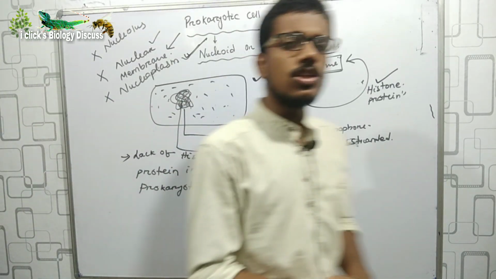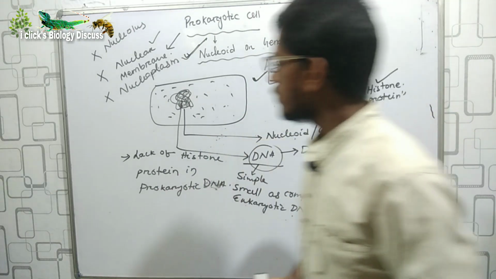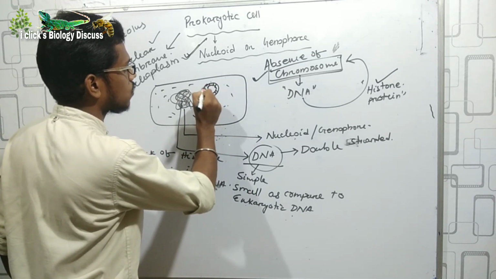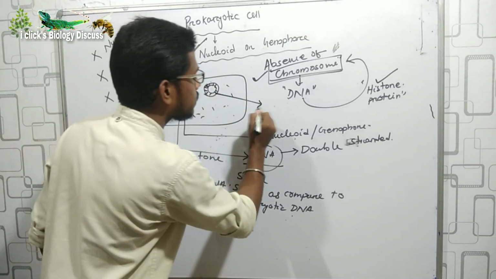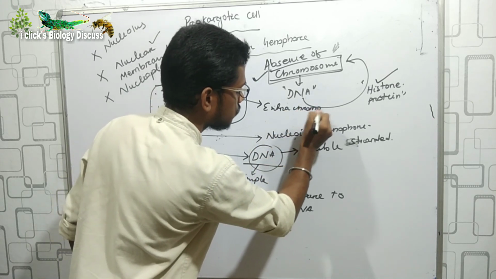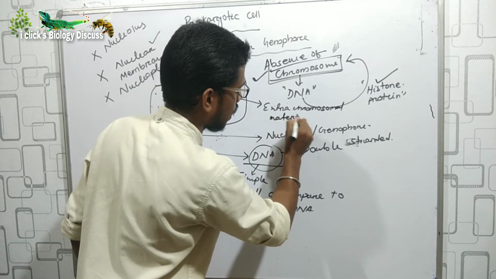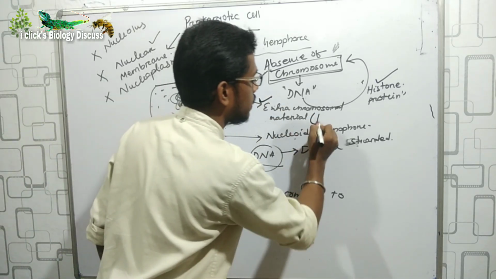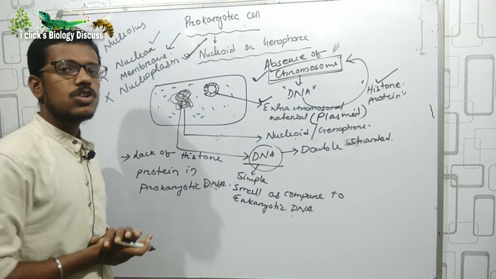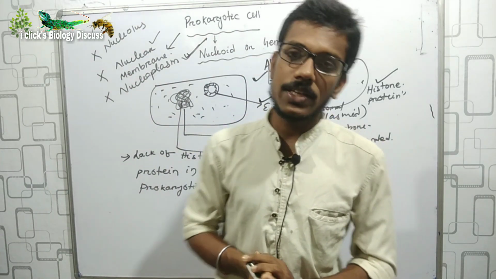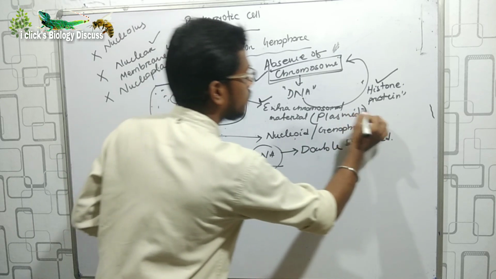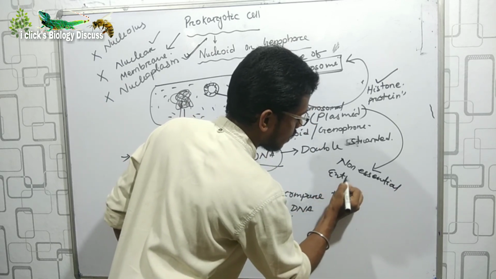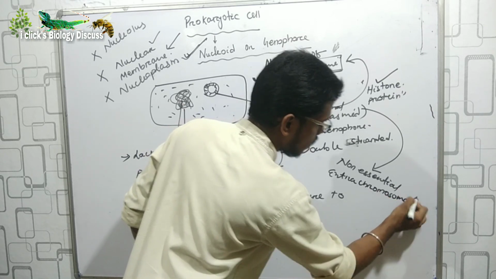So this is all about the nucleoid or genophore. But sometimes in some bacteria there is presence of extra chromosomal material. What is the name of that extra chromosomal material? Yes, that is the plasmid. This is a non-essential extra chromosomal circular DNA present in some bacteria.